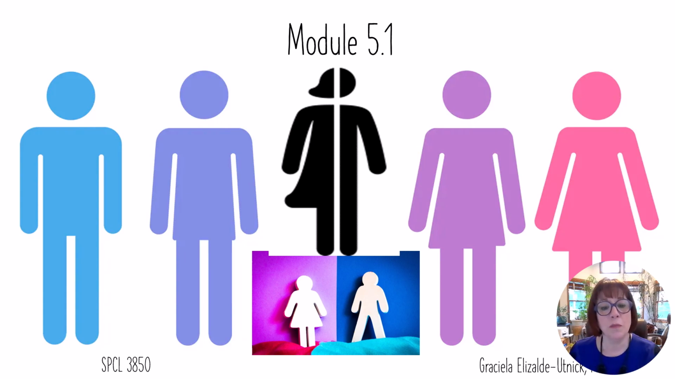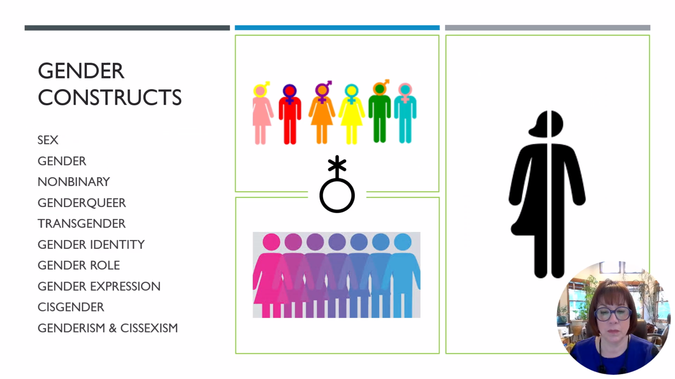Hello everyone, welcome to Module 5.1, where we will explore gender, privilege, and oppression. Here are a number of gender constructs listed. Sex refers to physical markers used to define male and female. Gender is a social construct used to refer to a learned behavior. Gender identity refers to one's perception of one's own identity as it relates to gender.